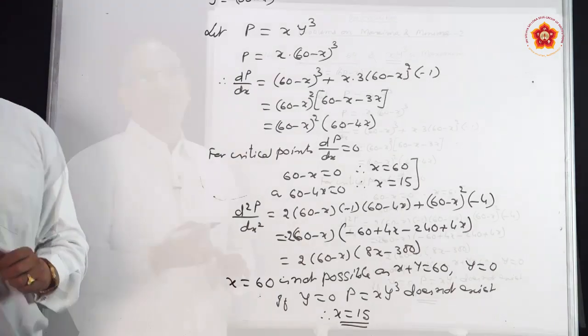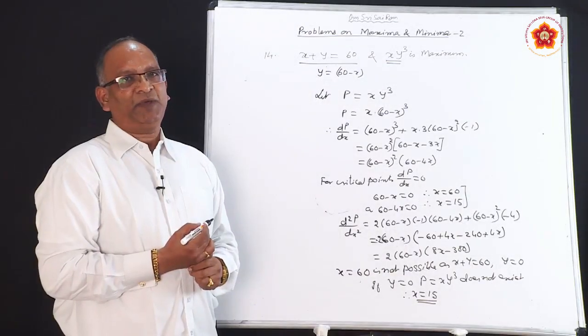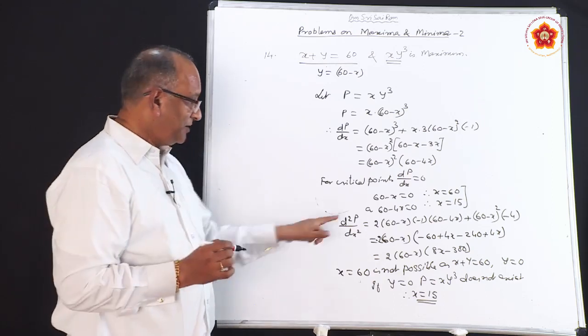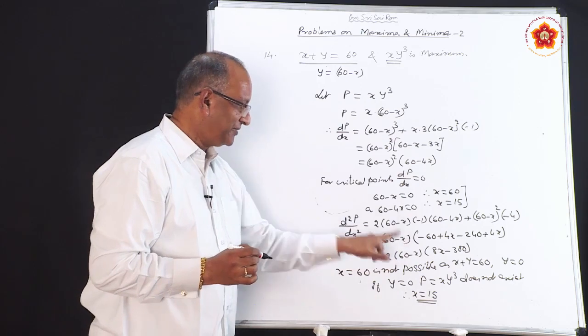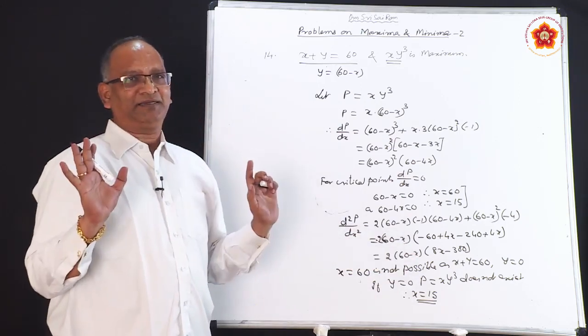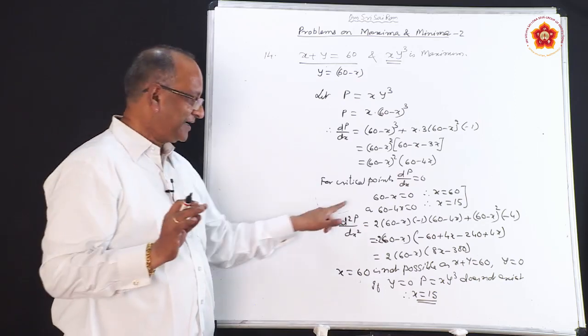If x is 15, the function xy cube is going to be maximum. It can also be solved by substituting in the second derivative. Here you substitute x equal to 15, you are going to get the same answer. Not that we cannot do it by the second derivative method.